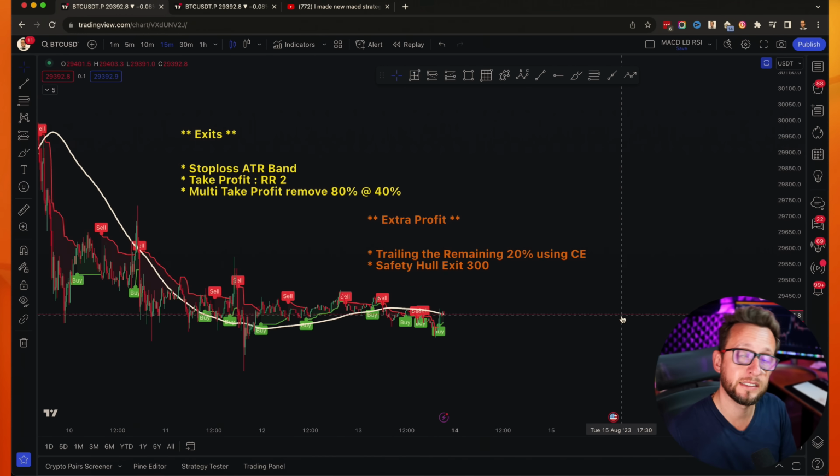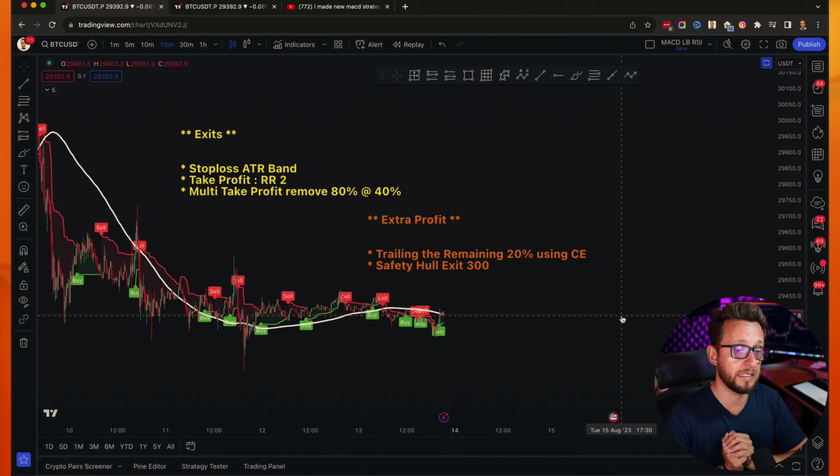Okay, I'm going to code this so we can connect it to bots and backtest it, and also live trade it if it seems to be a good trading strategy.